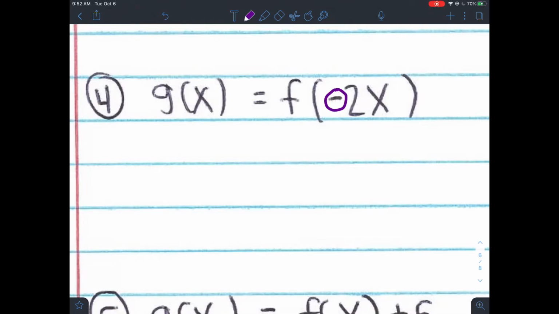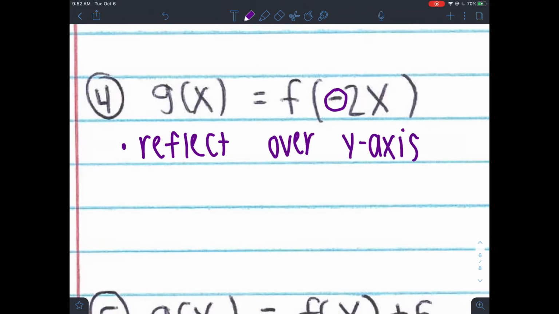Now that negative is on the inside next to the x. So if it's on the inside next to the x, you have to think the opposite, and it's going to be a reflection over the y-axis because it's next to the x on the inside.